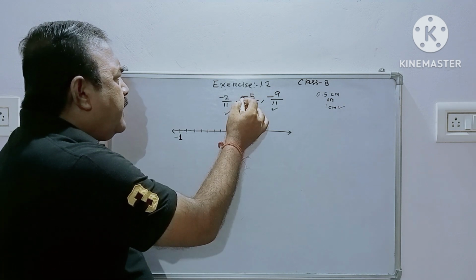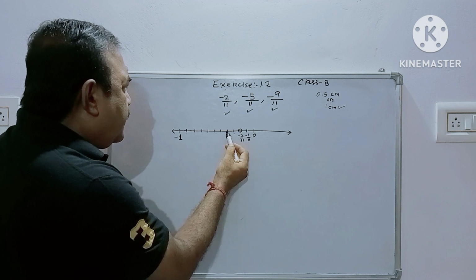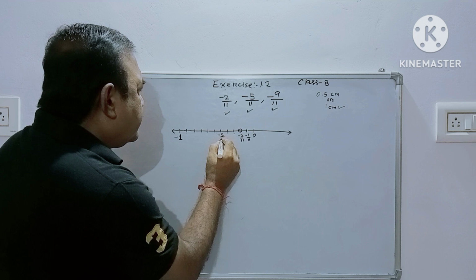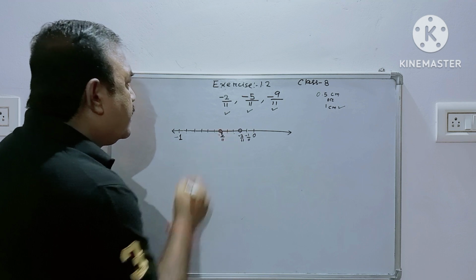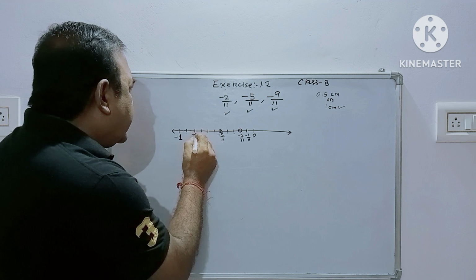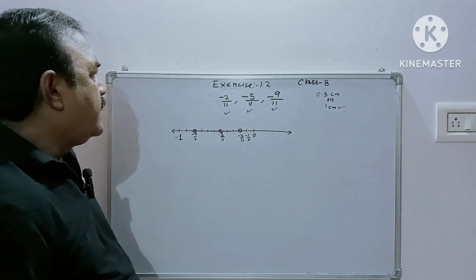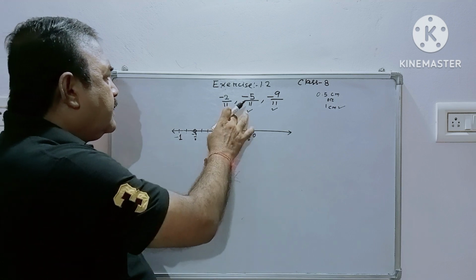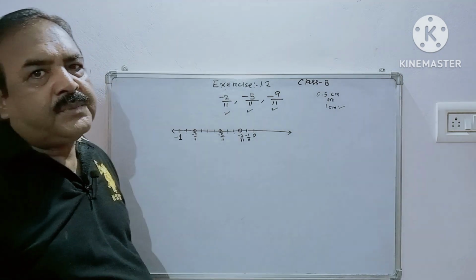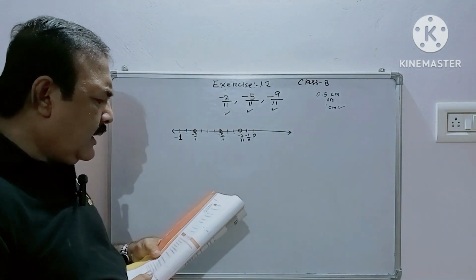Then you see minus 5 upon 11. Where? 1, 2, 3, 4, 5. This is minus 5 upon 11. 6, 7, 8, 9. This is minus 9 upon 11. We could show these three numbers on a single number line, because the denominator was 11. Okay? So you will go to question number 3.